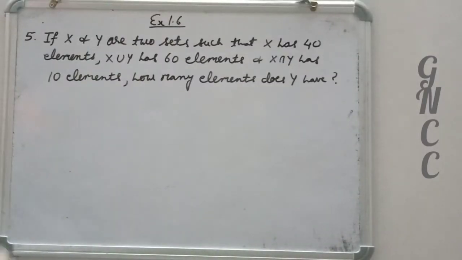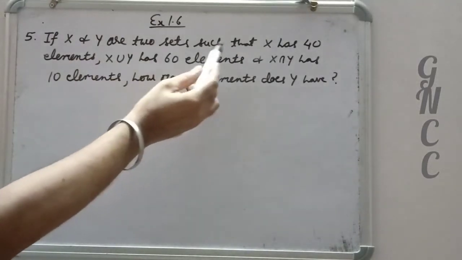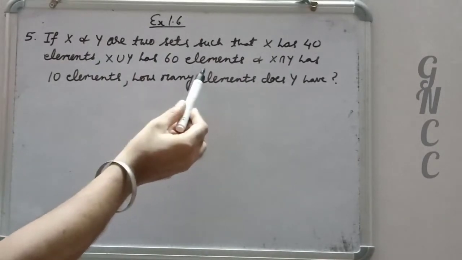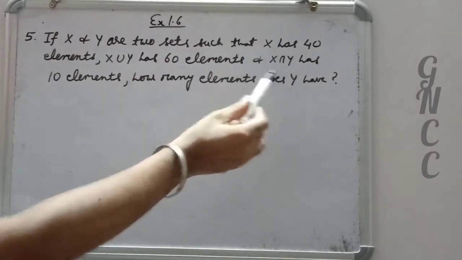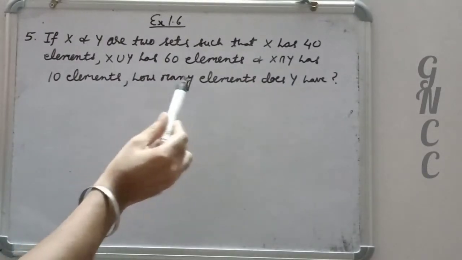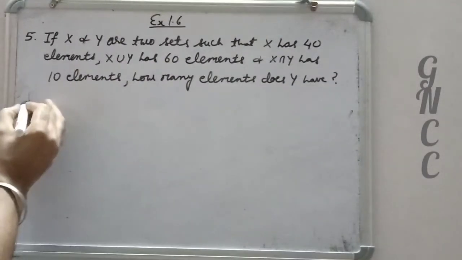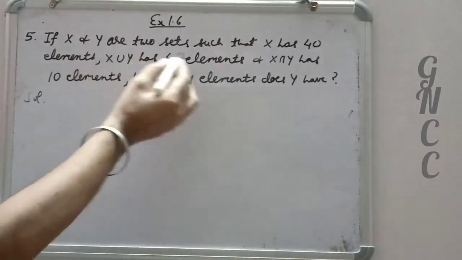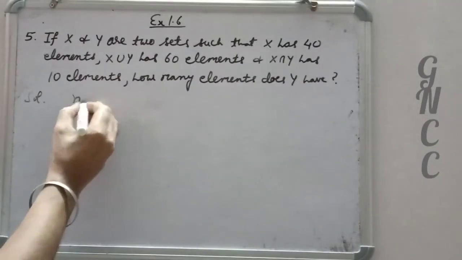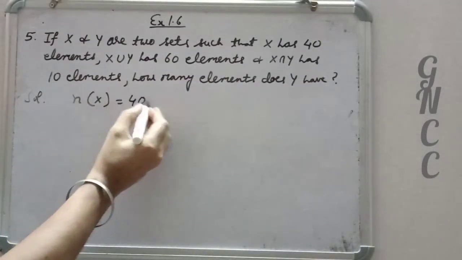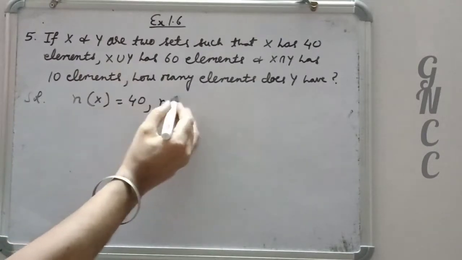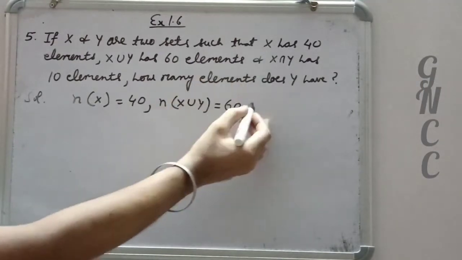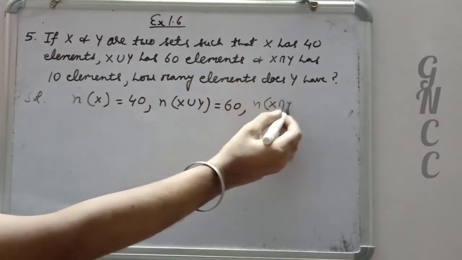Fifth question is, if X and Y are two sets such that X has 40 elements, X union Y has 60 elements, and X intersect Y has 10 elements, how many elements does Y have? So we have to use again the same formula. Here X has 40 elements, so n(X) is given 40, and X union Y is given 60, and X intersection Y is given 10.